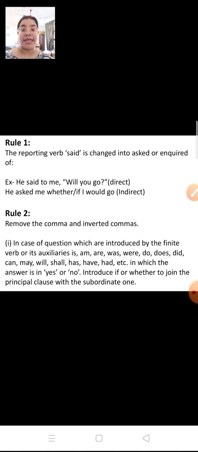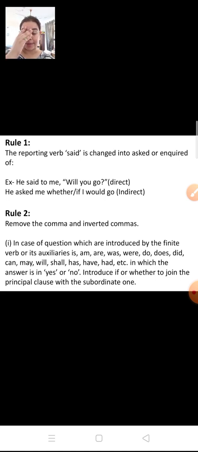For example, he said to me, will you go? This is a direct sentence. Now if I am changing it into indirect, what will it become? He asked me, or he inquired of me, whether or if I would go. Here, that will not be applied. That is the connector. We have seen in the last examples that we used to connect the reporting verb and the reported speech in the indirect sentence with the connector that. Now here, that will be removed, and whether or if will come. In the coming rules, we are going to see that also.